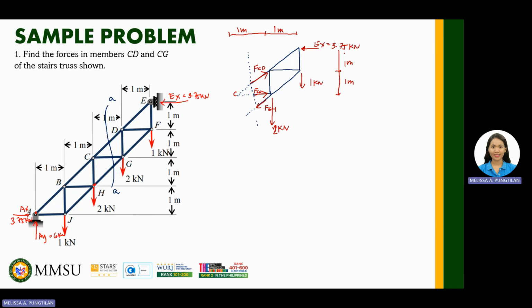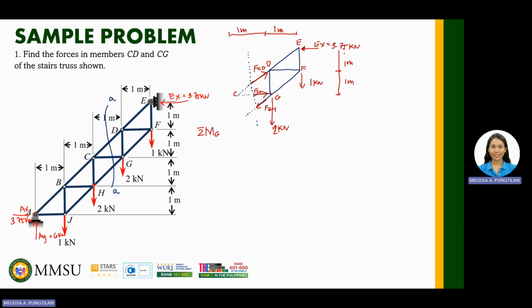So, ang gagawin natin dito is apply first the summation of moment. Okay, so by taking the summation of moment at point G. Ay, saan yung G? Nandito yung G. G, D, E, and F. So, bakit tayo magmo-moment at point G? So, if we take the summation of moment here, automatic cancel out yung CG and GH. So, we are left with CD. Therefore, CD, mako-compute na natin siya.